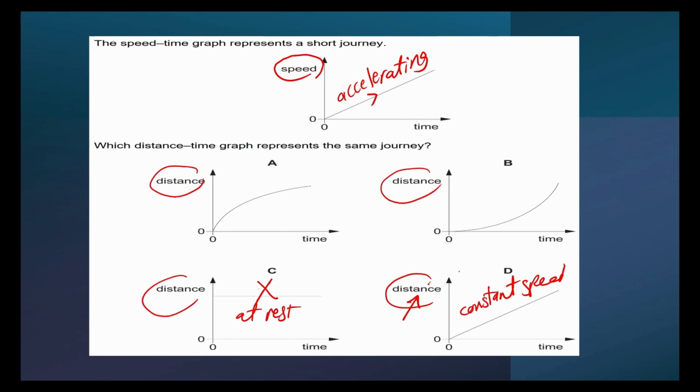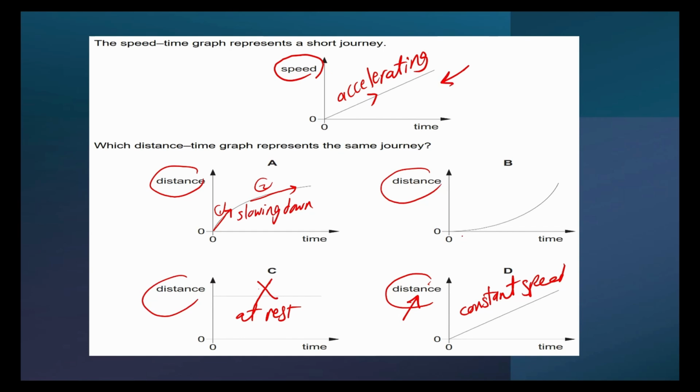We still have A and B. Look at this one. If we have a distance-time graph, the steeper the graph is, the faster the object. For example here, this part is steeper. This means in this part the speed is higher than in this part. For example, in part 1 here, the speed is higher than in part 2. This means the object is slowing down. This means the object is decelerating, but this graph is accelerating.